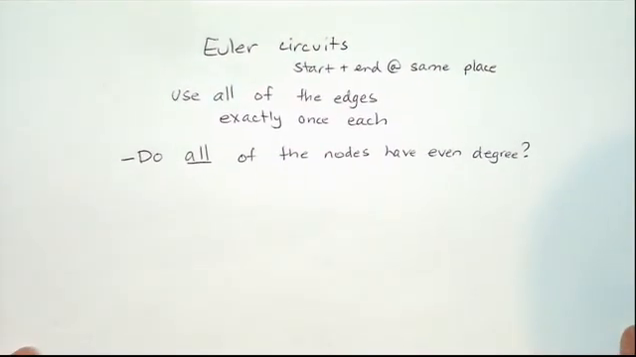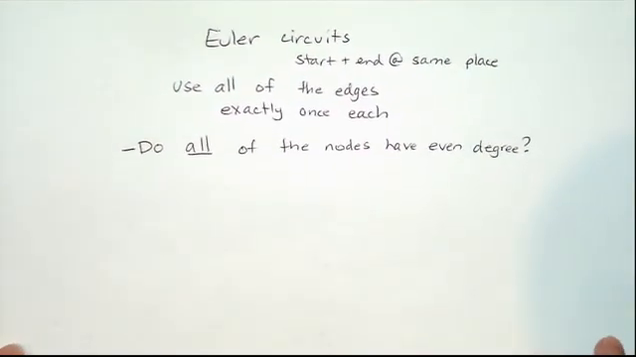Euler circuits, on the other hand, we can always actually do this in polynomial time. So an Euler circuit is one that starts and ends at the same place and uses all of the edges in the graph exactly once each. And the question that we need to ask to figure out if a graph has an Euler circuit is, do all of the nodes have even degree?